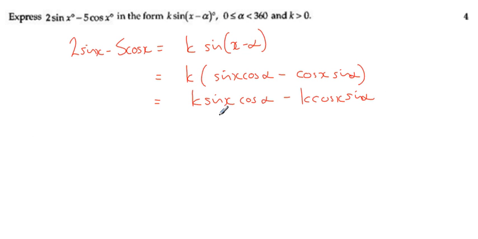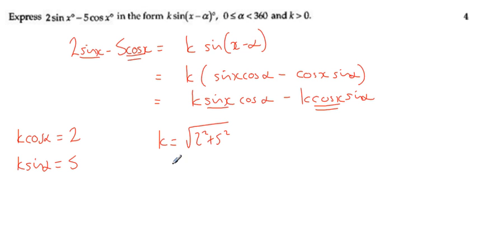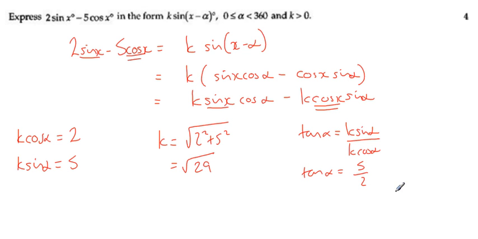Okay, so comparing our coefficients, sin x is here, sin x is here. Attached to this sin x is k cos alpha, and that's equal to 2. Attached to this cos x is minus k sin alpha. Attached to this cos x is minus 5. So k sin alpha is equal to 5. K is equal to the square root of 2 squared plus 5 squared, which is root 29. And then tan alpha is equal to k sin alpha over k cos alpha. So tan alpha is equal to 5 over 2.